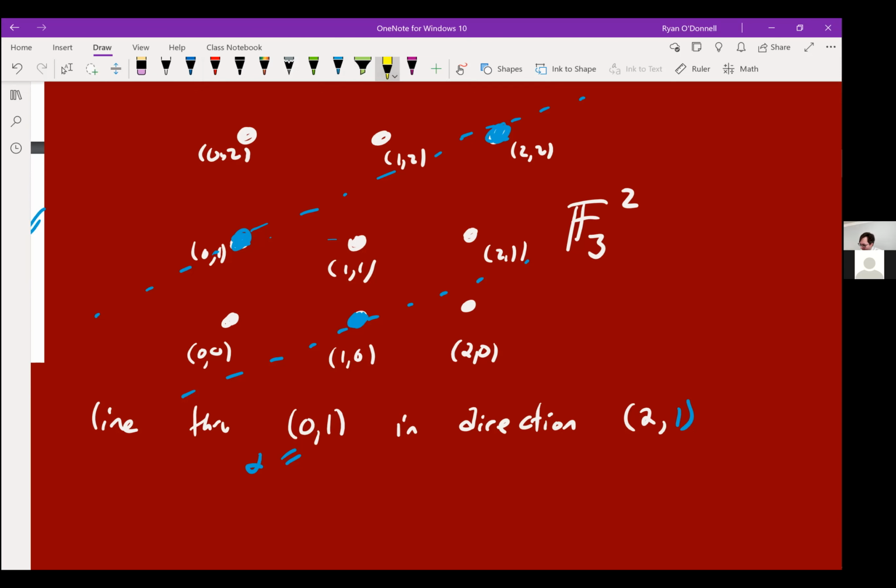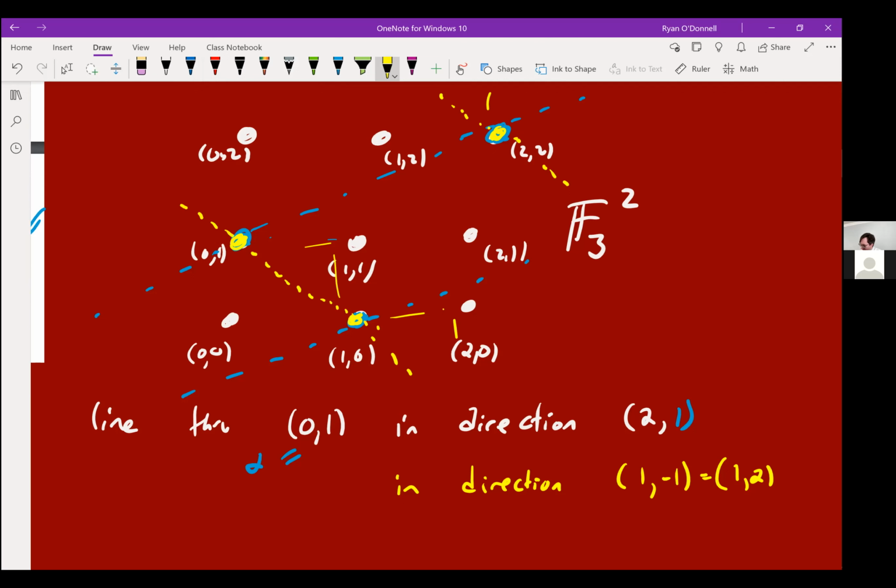Here's another line through it. You can take the line through it in direction, just for kicks, I'll call it 1 minus 1, although that's actually 1, 2. So we start here, and then we go over 1 and down 1. That takes us here. And we go over 1 and down 1, and get back here. So this is our line. It comes down here, comes through here, and comes through here. That's another line.